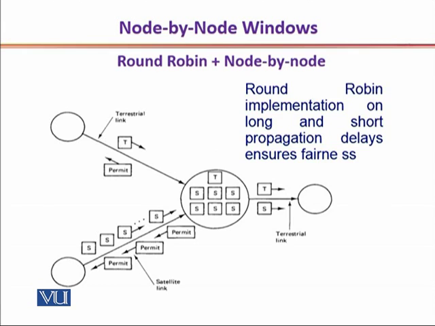If we use this node-by-node virtual circuit based windowing in conjunction with round robin, we also attempt to solve the unfairness problem in a very smart way. That is, consider a scenario where there is an intermediate device such as a switch or a router which has incoming packets both from a terrestrial wired link and a satellite wireless link.